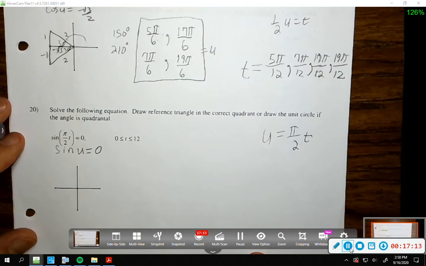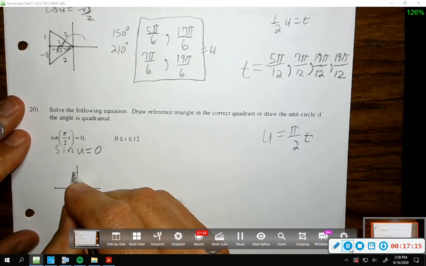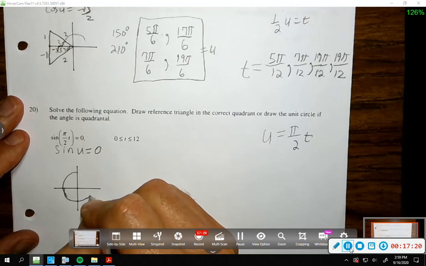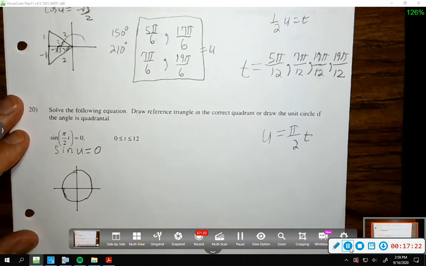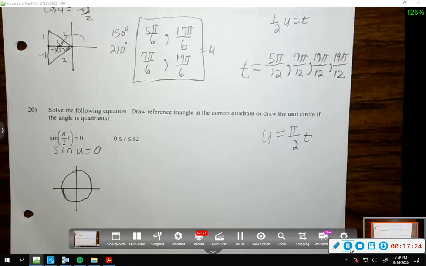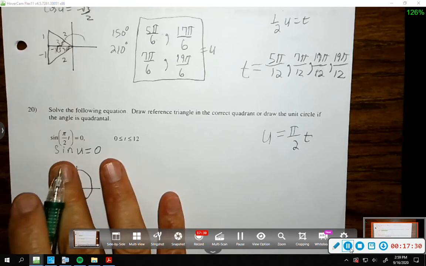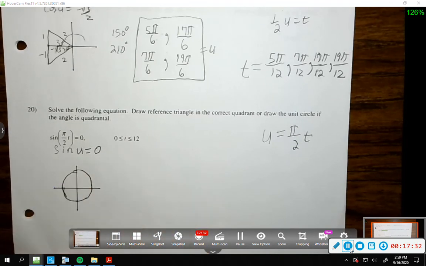If it equals 0, it's always a quadrantal angle. If we're looking at an undefined situation, it's always a quadrantal angle. If we're looking at a trig function equaling 1 or -1, it's usually a quadrantal angle unless it's the tangent of u equals 1 or -1. Then that's a 45, 45, 90.